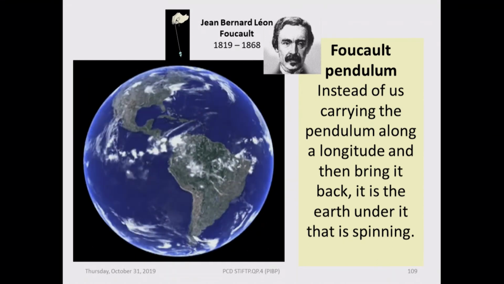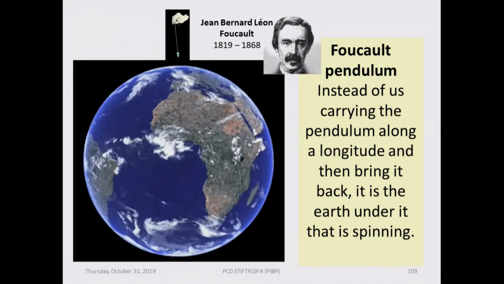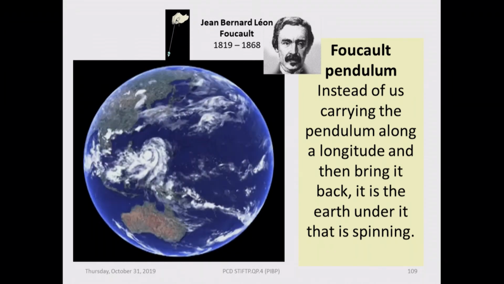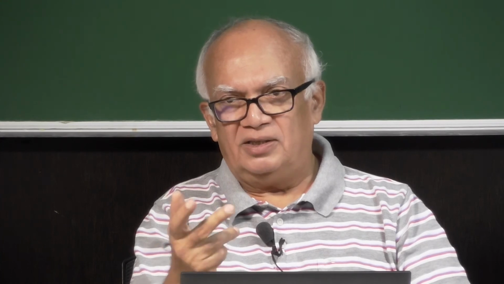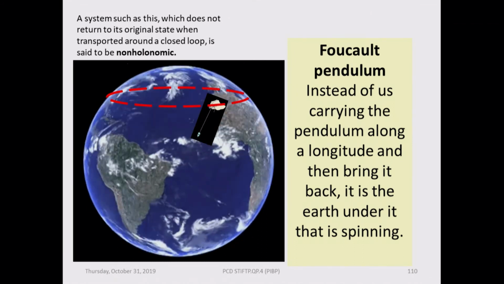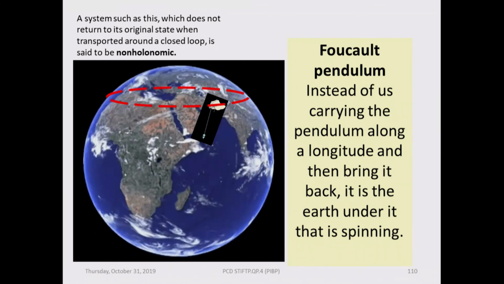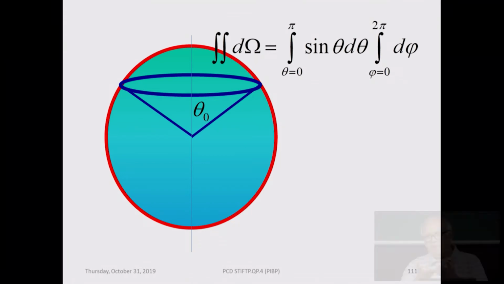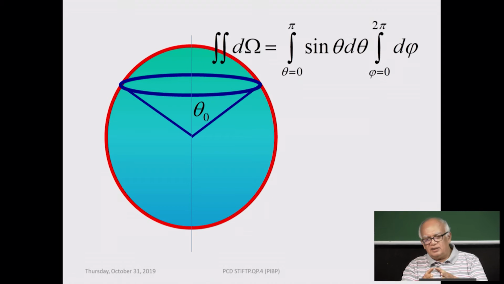And the Foucault pendulum actually, instead of us physically carrying it over the sphere, it is the sphere which is rotating underneath. So, it has the same effect. Okay. So, now if you look at the Foucault pendulum, which is a non-holonomic system, you look at the solid angle subtended by any perimeter. That solid angle is an integration over theta and phi. What is this? The solid angle subtended by a latitude at the center of the earth.